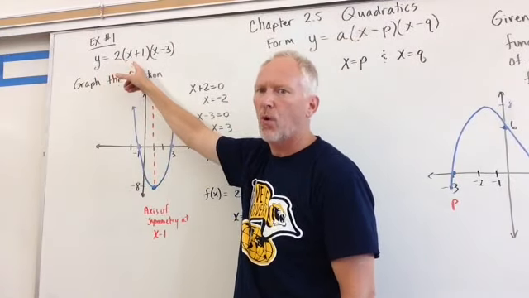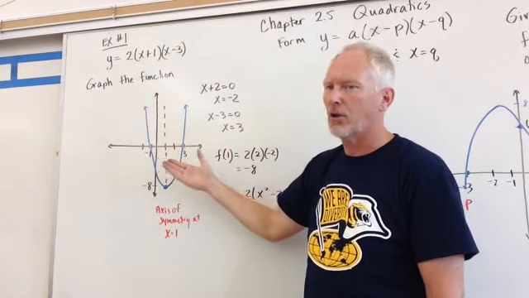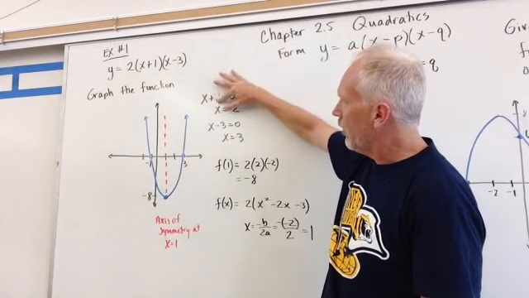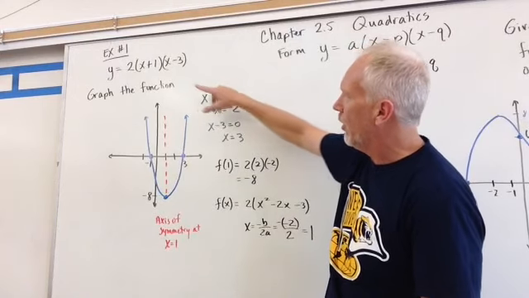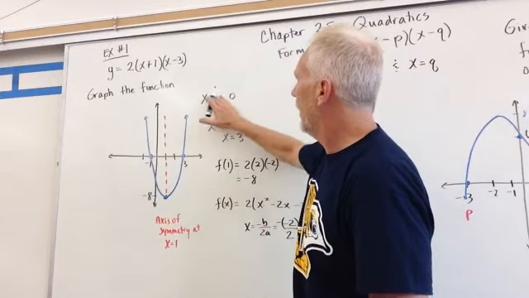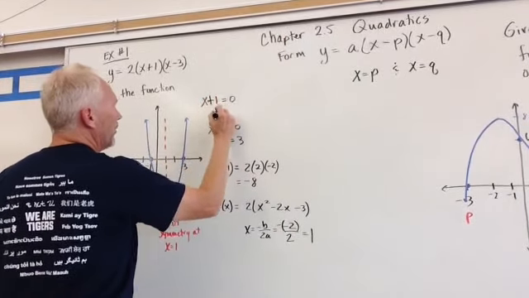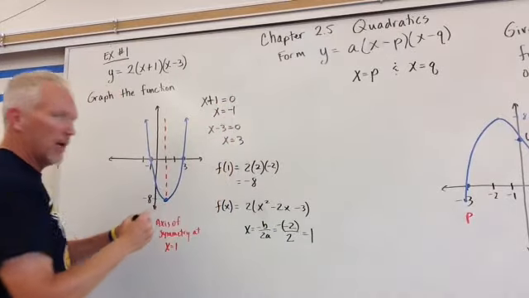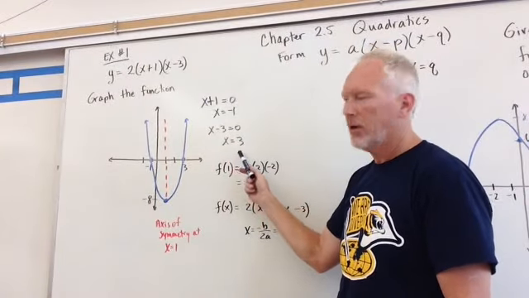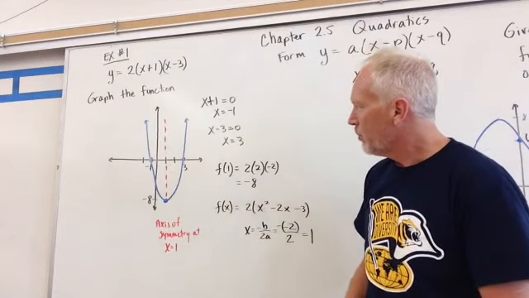We have y equals 2 times the quantity (x plus 1) and (x minus 3), and we're asked to graph the function. What we do is set our factors equal to 0. x plus 1 equals 0, so x is equal to negative 1. And x minus 3 equals 0, so x equals 3. So we have zeros at negative 1 and 3.